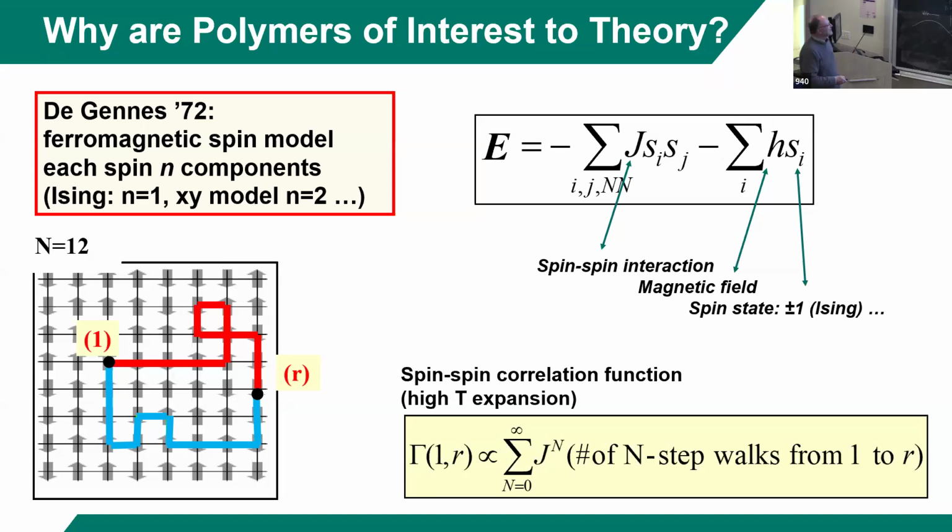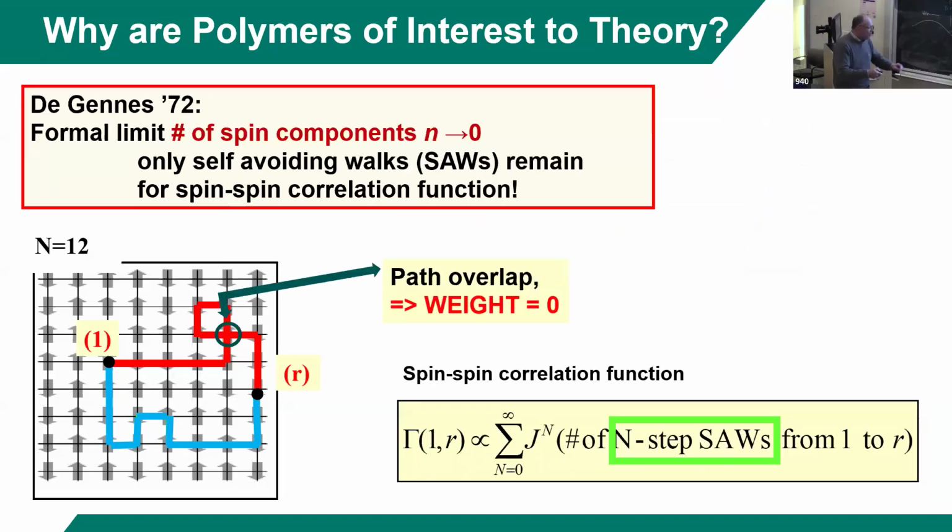And de Gennes made a very interesting kind of proposal. He said, well, if I simply take the formal limit that the number of spin components n, which is 1 for Ising, 2 for XY, and then you have Potts models and all these kinds of models, formally goes to 0. When I do this, what I find is that only self-avoiding walks remain. What does that mean? That means that, for instance, in this case, this red walk here gets weight 0, so it doesn't count anymore, it doesn't exist, so to speak, and only the blue one survives. And that means in this limit n to 0, only self-avoiding walks survive.